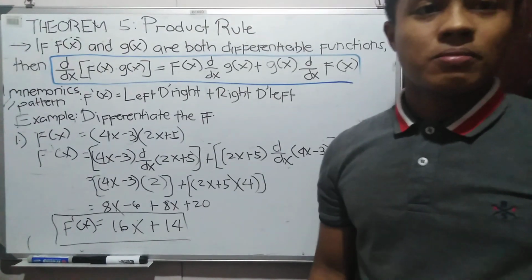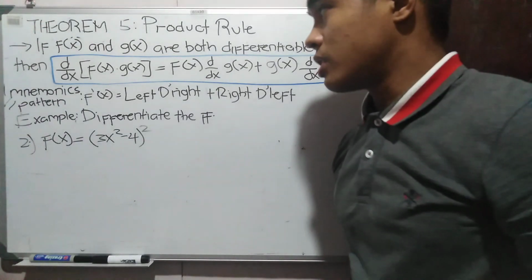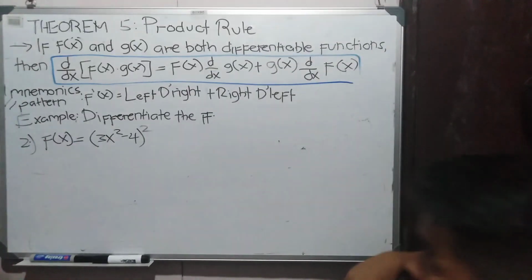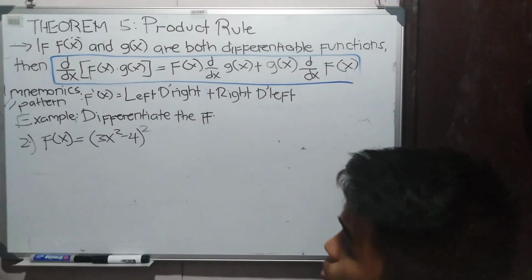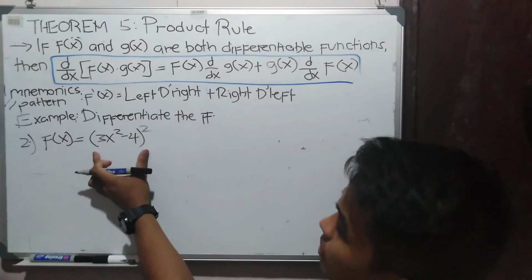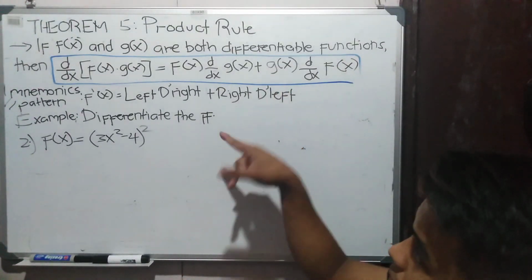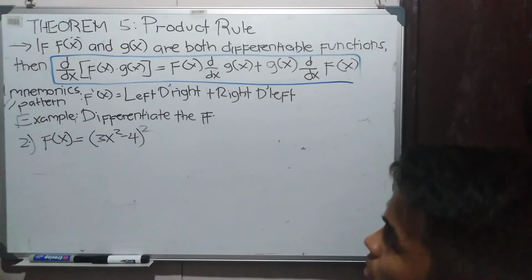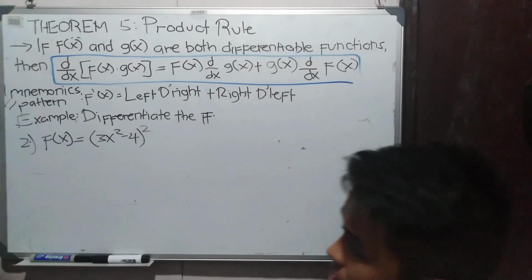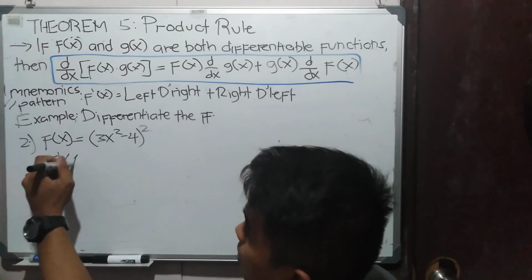Okay, so let's have another example for theorem number 5, which is product rule. Okay, let us differentiate the given function f of x, which is equal to the quantity 3x squared minus 4, squared. So apply natin yung ating mnemonics or yung ating formula. So mas pinasimple natin, again, we have left the right plus right the left. Again, since ang given natin ay naka-express as f of x, so ang gagamitin natin na derivative for notation is f prime of x.